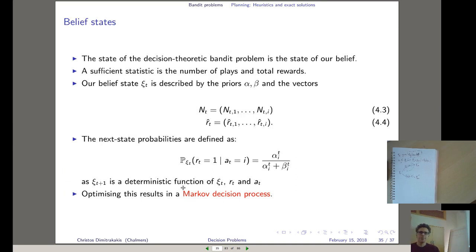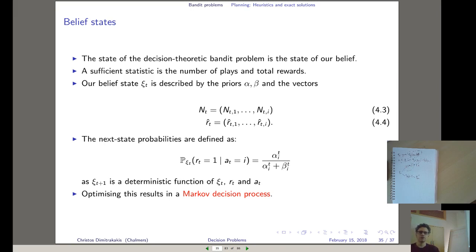Okay, so as I said before, this state, your internal state, is a kind of Markov state, because it doesn't depend on anything else. It only depends on itself. And you can predict everything about the future given the number of plays you had in every arm and the total reward. And this is how you can actually describe your belief, or by the alpha parameters. And you can also have a marginal predictive distribution for actually obtaining a reward equal to 1. And this is basically this ratio.